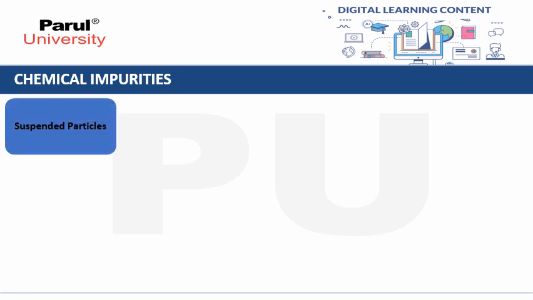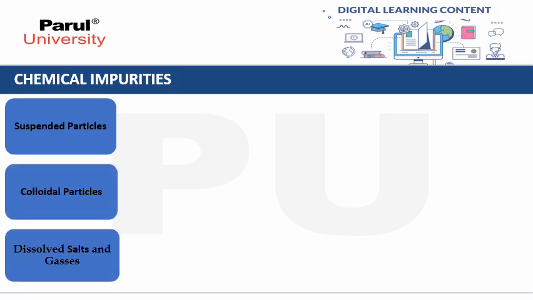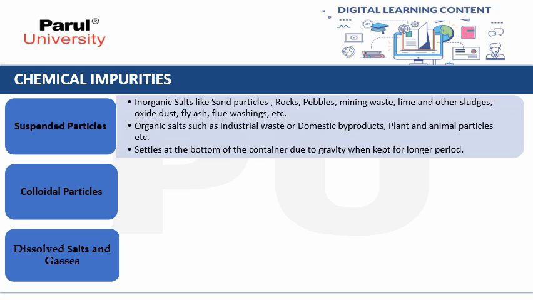Chemical impurities. The impurities present in water are in the form of suspended particles, colloidal particles, or dissolved salts and gases. Suspended particles include inorganic materials like sand particles, rocks, pebbles, mining waste, lime and other sludges, oxide dust, fly ash, flue washings, etc. The organic ones are industrial waste or domestic byproducts, plant and animal particles, etc. The other type of suspended particles are those which settle at the bottom of the container due to gravity when kept for longer periods.